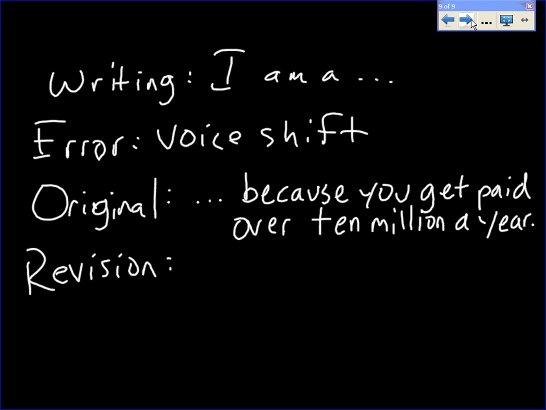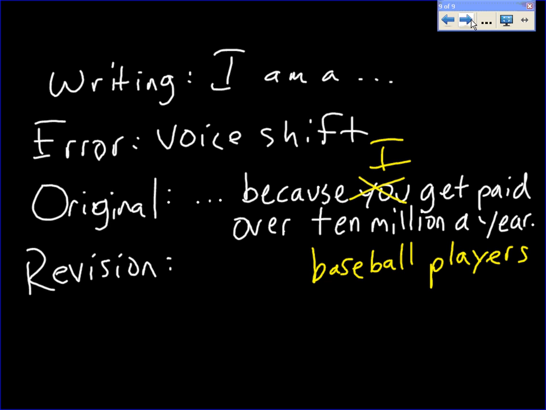Mansoor? Because he... Who gets paid over $10 million a year? He. Kurt, who gets paid over $10 million a year? Sorry? Specifically, what is your identity? A baseball player? Okay. He's got a couple different options. He could take this out and write an "I," or he could take that out and write "baseball players get paid over $10 million a year." Whichever way he does it, what has he done? Change it back. That's correct.